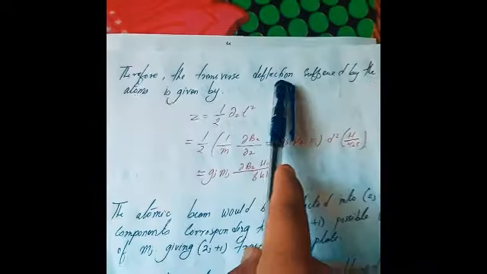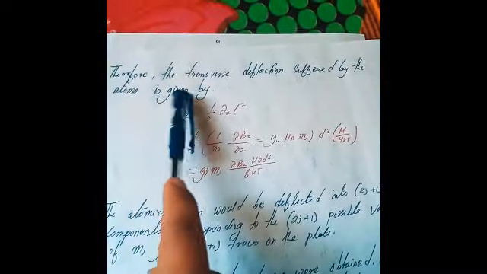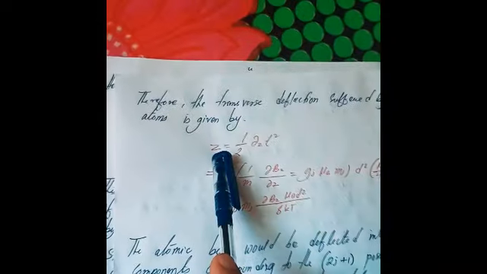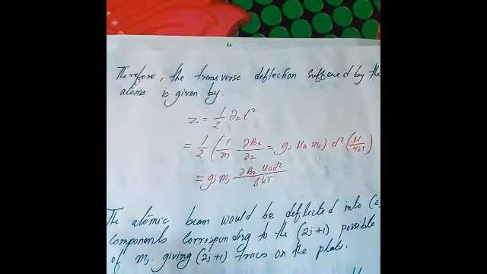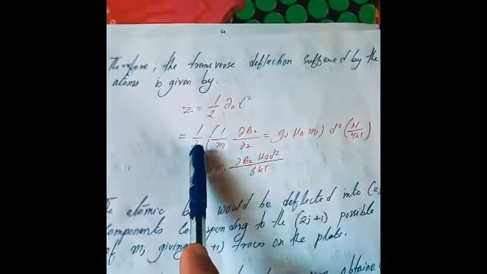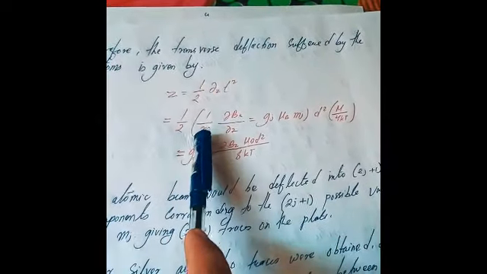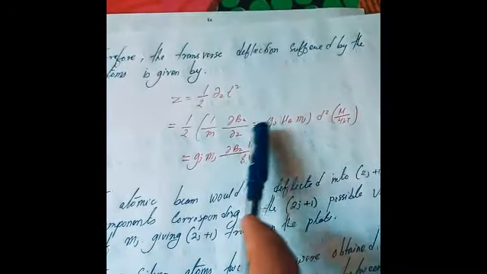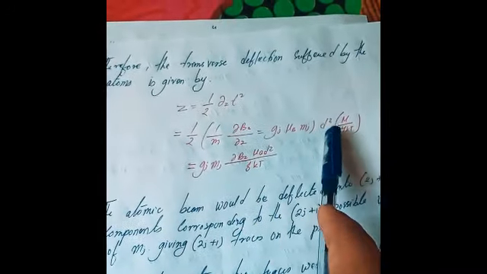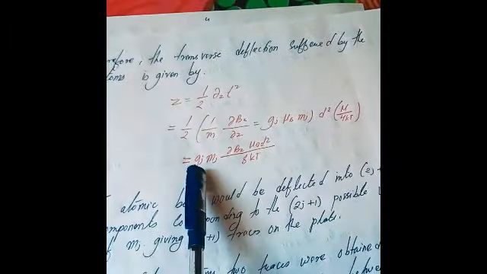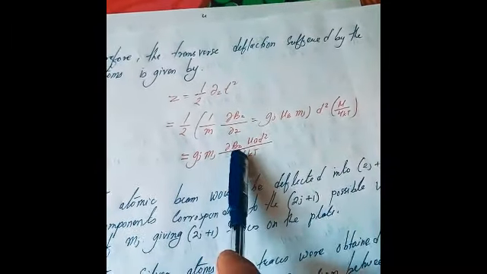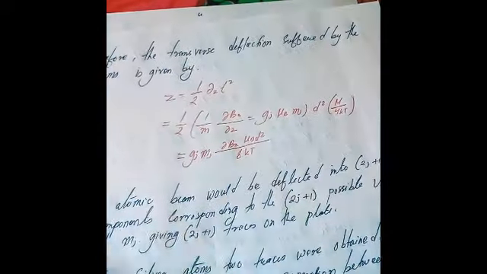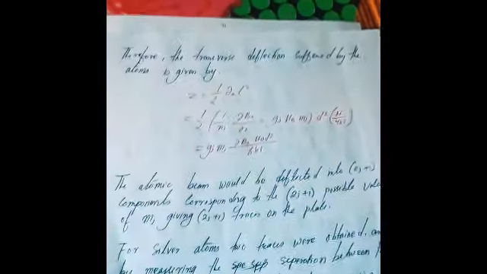Therefore, the transverse deflection suffered by atoms is given by z equals 1 by 2 del z t square, equals 1 by 2 into 1 by m del Bz by del z, equals g_J mu_B m_J d square m by 4kT, equals g_J m_J del Bz mu_B d square by 8kT.